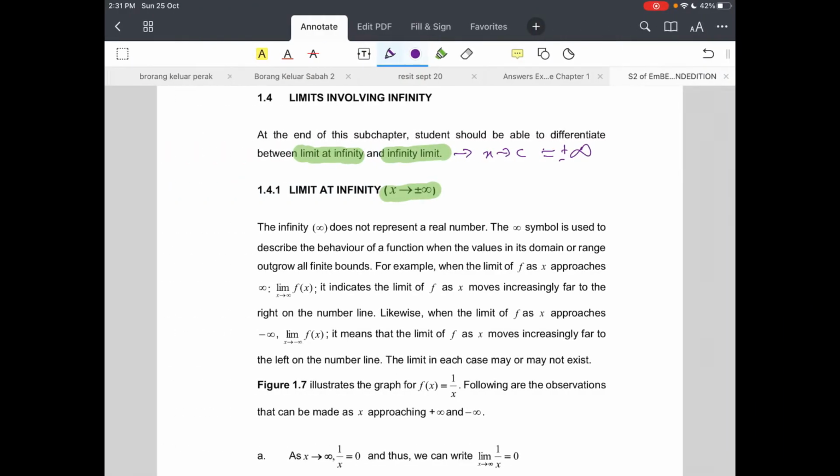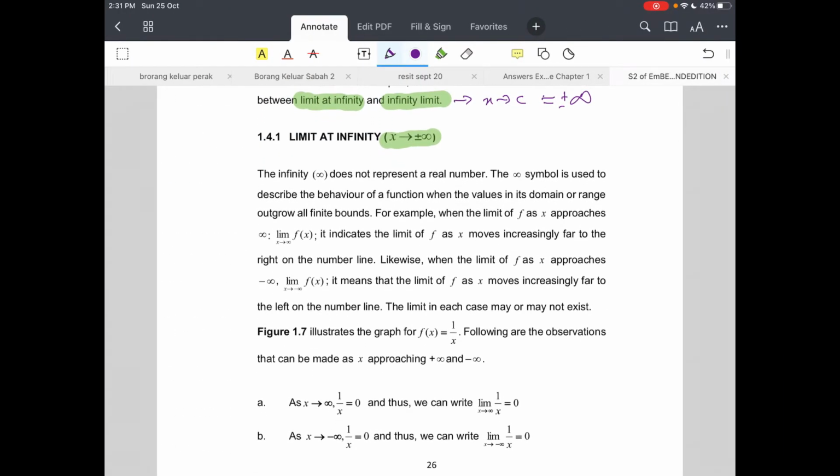Now we start with limits at infinity first. You know that infinity is not represented by a real number, and the infinity symbol is used to describe the behavior of a function when the values in its domain outgrow all finite bounds.